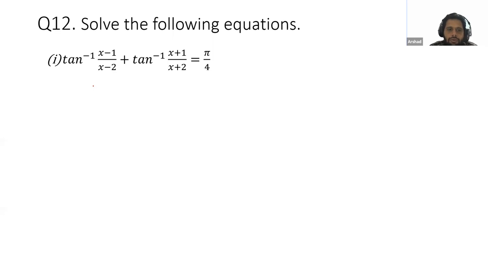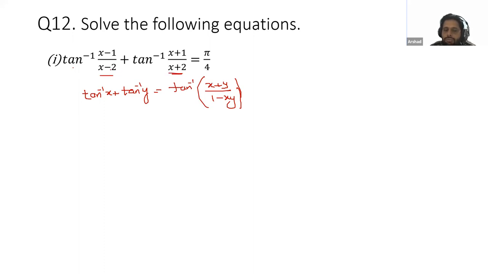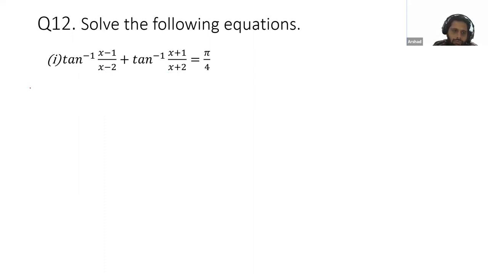Please check here. Here you have tan inverse this plus tan inverse this is equal to pi by 4. Who can tell me this formula? Atif, what is tan inverse x plus tan inverse y? Tan inverse of x plus y by 1 minus xy. Very good. Tan inverse, tan in bracket, x plus y by 1 minus xy. We have done this formula yesterday. How can you solve this question? Please check here. In place of x, you have this expression. In place of y, you have this one. So you need to put in the formula for tan inverse x plus y. You will get an equation here. You need to do this on your own.